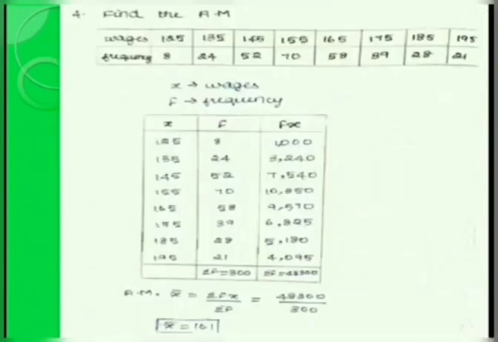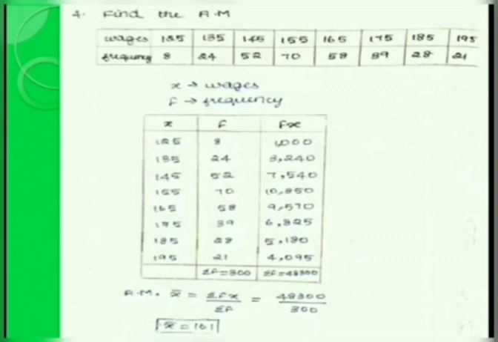Find the arithmetic mean for the given data. Here wages and frequency are given below. So in our question, they have given some frequency data. So we have to use our discrete data formula, which is x bar is equal to summation fx divided by summation f. In our question, they have given wages, so we have to take wages as x and frequency as f. So let us construct a table.